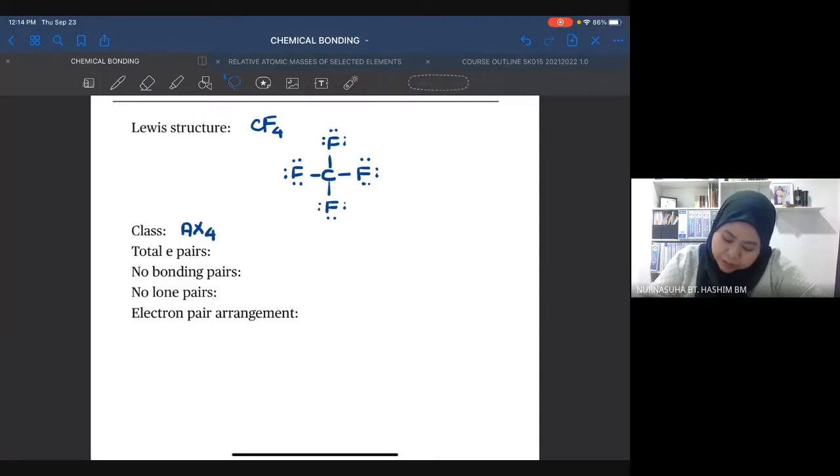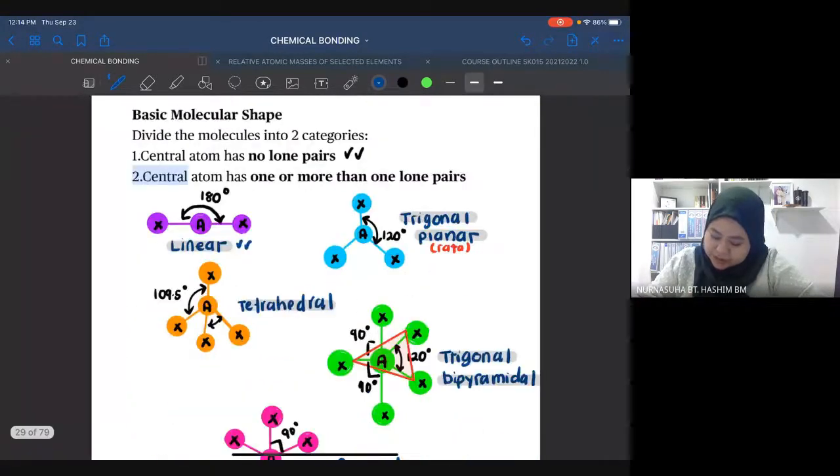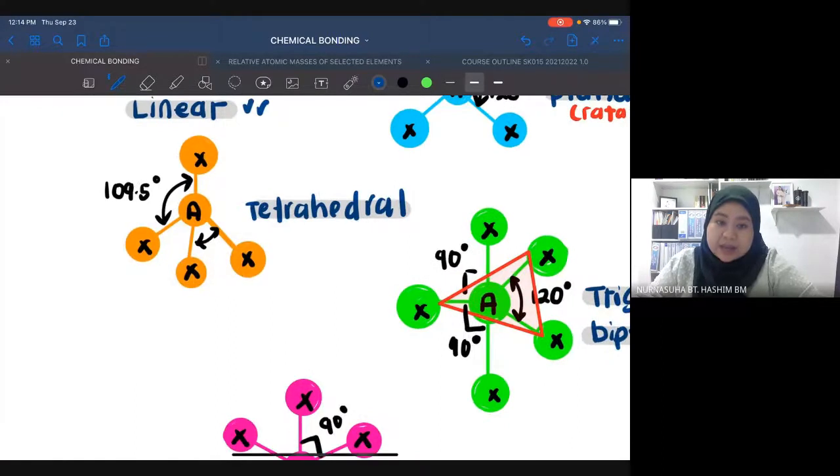Total electron pair, you kira dekat central atom. Mana tadi? 1, 2, 3, 4. Kalau ada lone pair, kita akan kira lone pair sekali. Berapa tadi? 4. Bonding pair ada 4, lone pair tak ada. Okay, so kalau AX4, sepatutnya shape dia adalah tetrahedral.